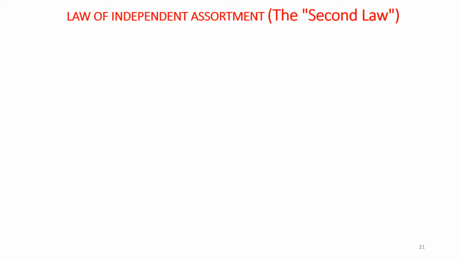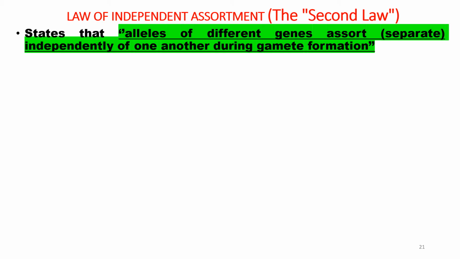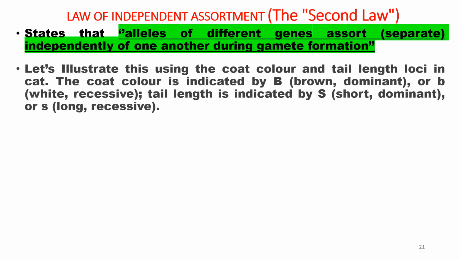The second law is known as the law of independent assortment, and it states that alleles of different genes assort, that is, they will separate independently of one another during gamete formation. We're going to illustrate this by looking at the coat color and tail length loci in cats. Now, the coat color in cat is indicated by capital B, which means it is brown and it is dominant, or small b, which is white and recessive, and the tail length is indicated by capital S, meaning short tail length is dominant, as against small s, long tail length, which is recessive.